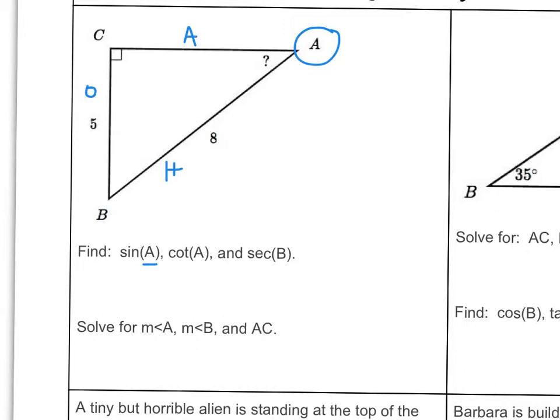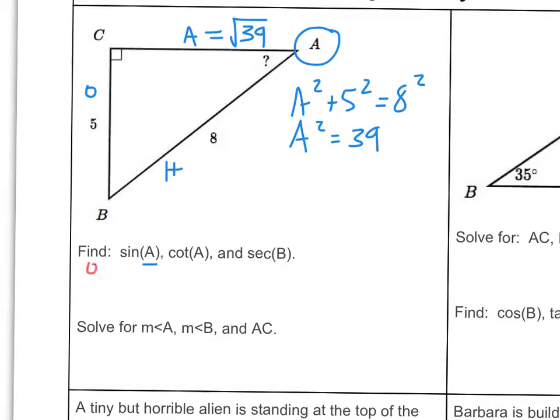Here we've got the pieces for sine and for cosecant, but we don't have stuff for the other ones. So I know that's going to be a squared plus 5 squared is equal to 8 squared. A squared would be 64 minus 25, which is going to be 39, which means that A is equal to the square root of 39. Okay, sine of A, that's going to be opposite over hypotenuse, which we already had, 5 over 8.